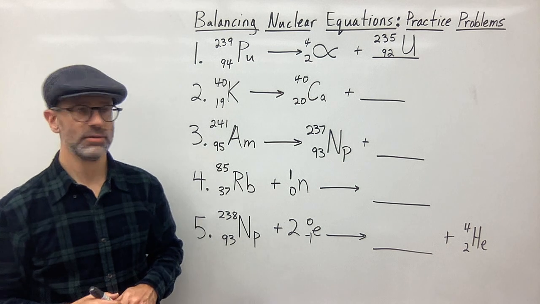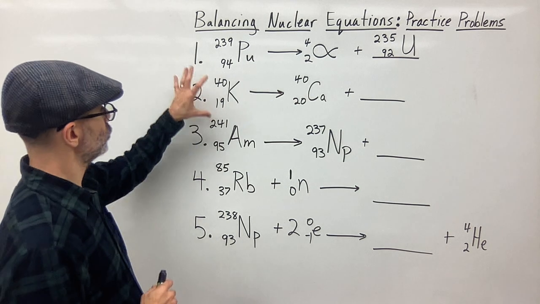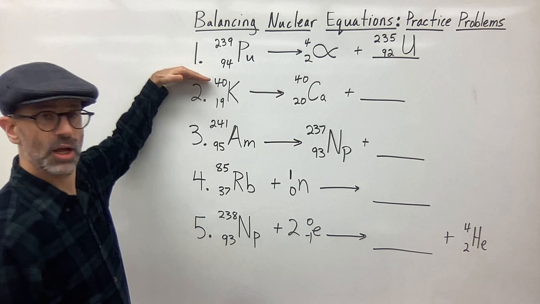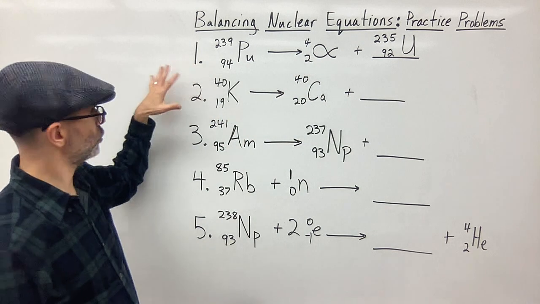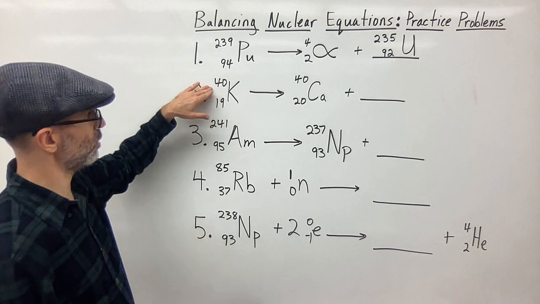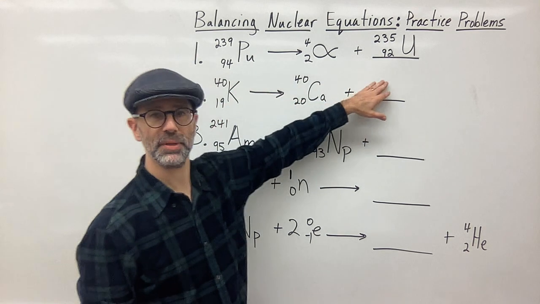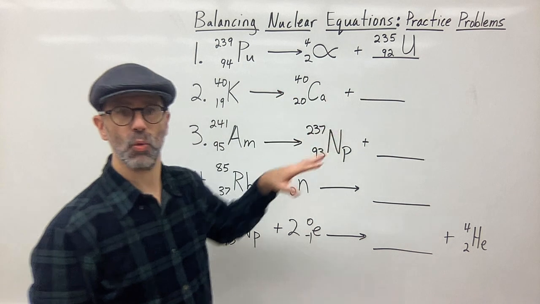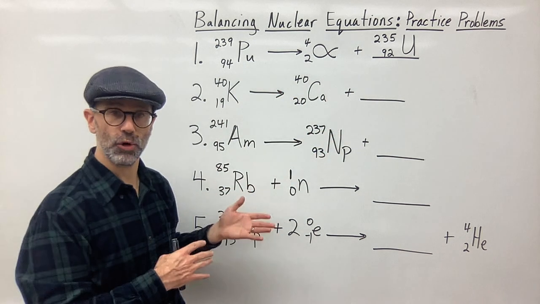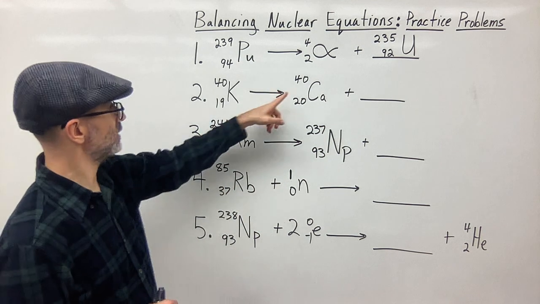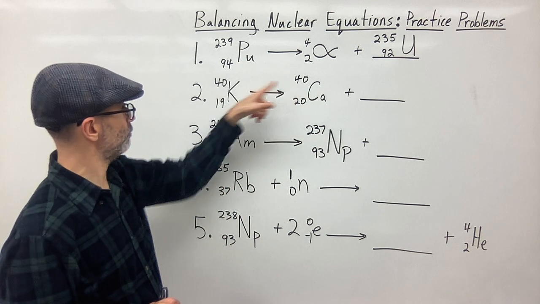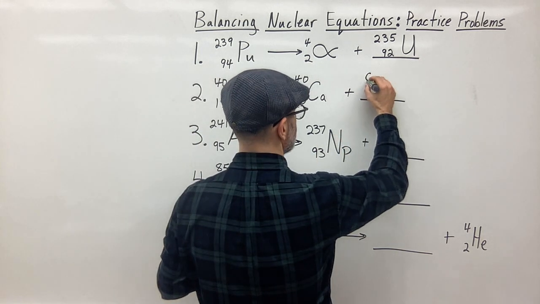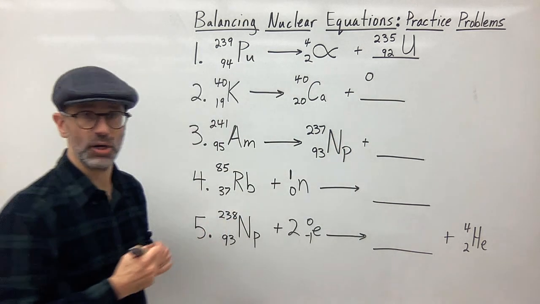Let's go to number two. Same thing. The total on this side should equal the total on this side. So I start with the top number. I have a 40 here, so the total on this side is 40 for the mass number. And I have 40 plus something else. What plus 40 is going to give me 40? Well, it's the same number. If I subtract 40 from 40, I get 0. So whatever this particle is, it has a mass number of 0.